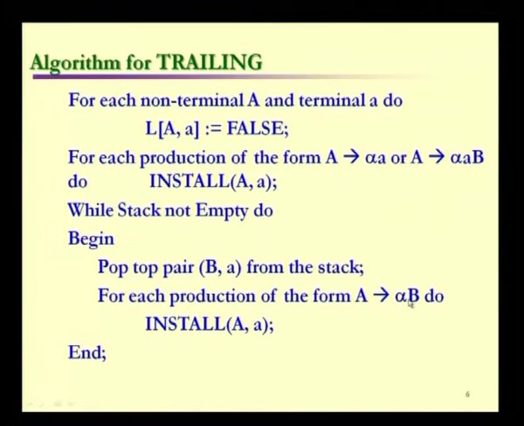So, what should be done is this time every entry corresponding to this b, that is all trailing symbols of this b, will be the trailing symbols for even a also. So, that is the idea. For each production of the form a derives alpha b, we will install a comma a, saying that if small a is there in the trailing set of b, it is going to be in the trailing set of even a also. So, that is about the algorithms for leading computation and trailing computation.